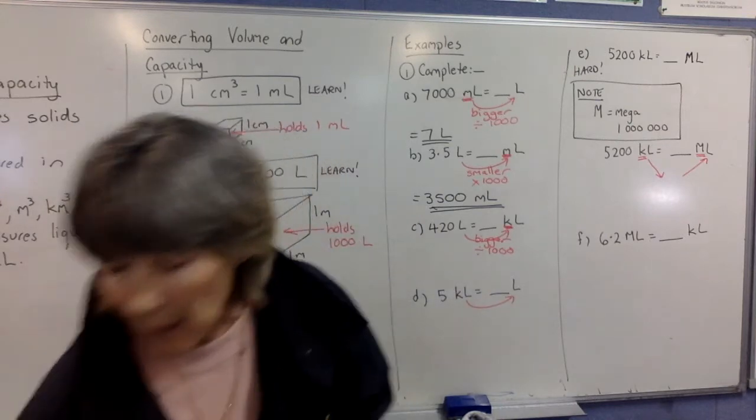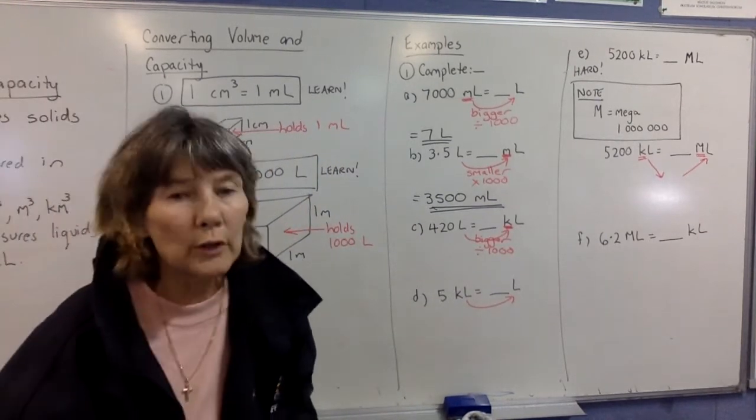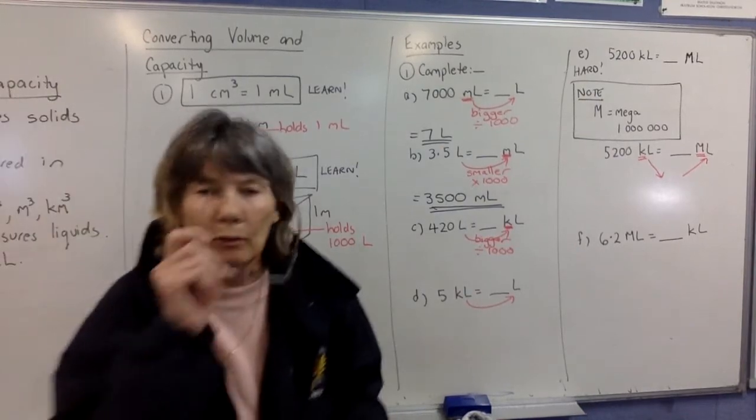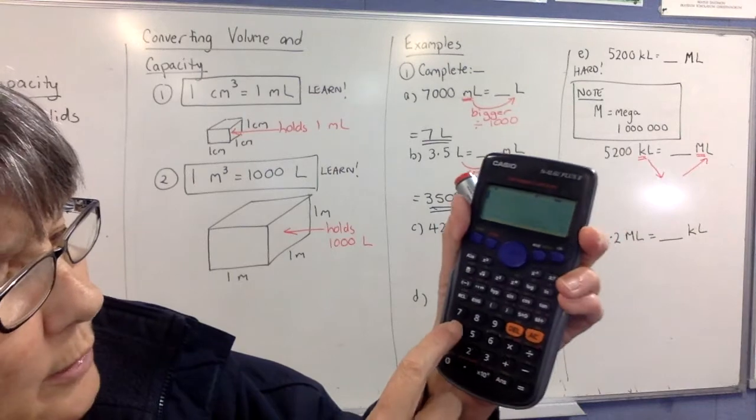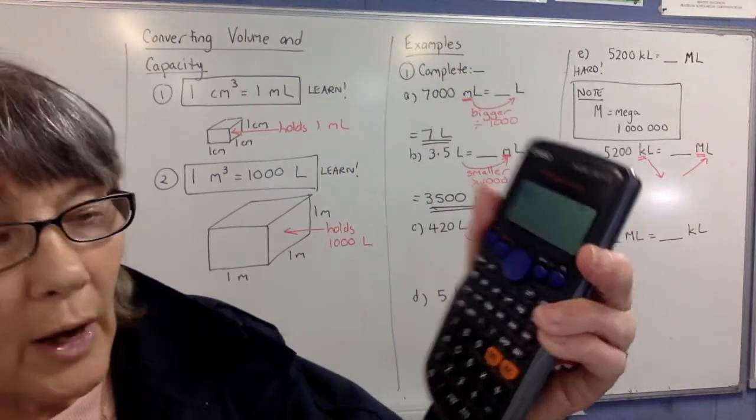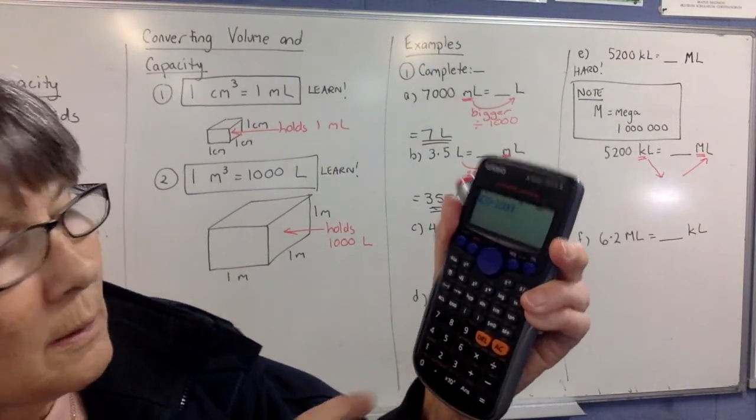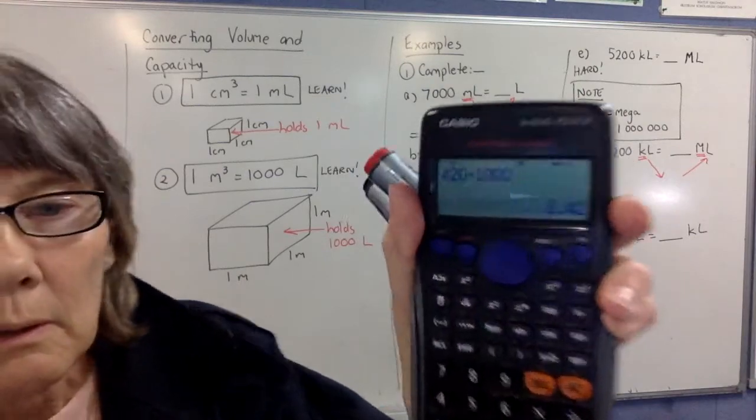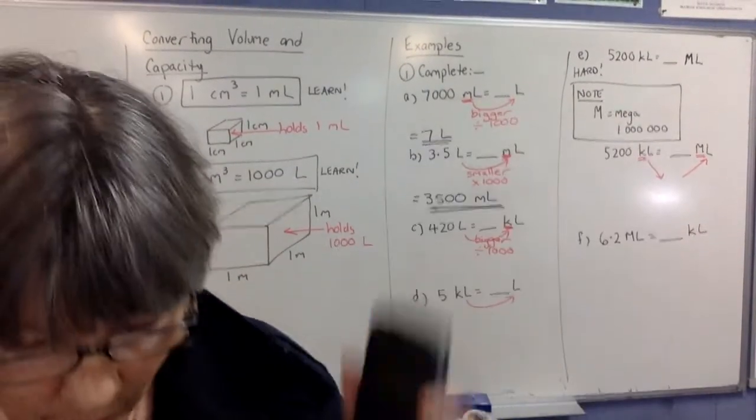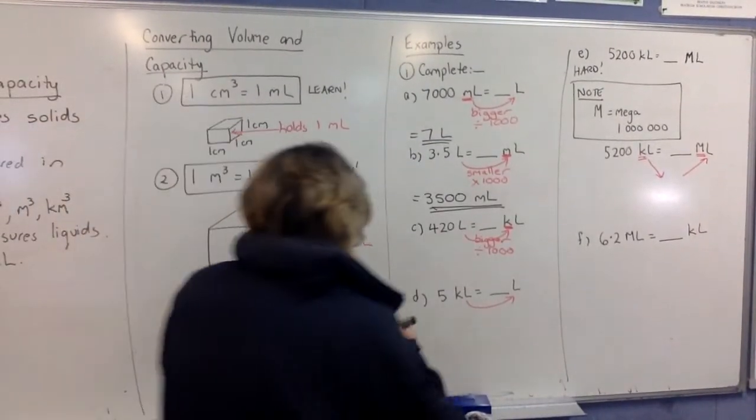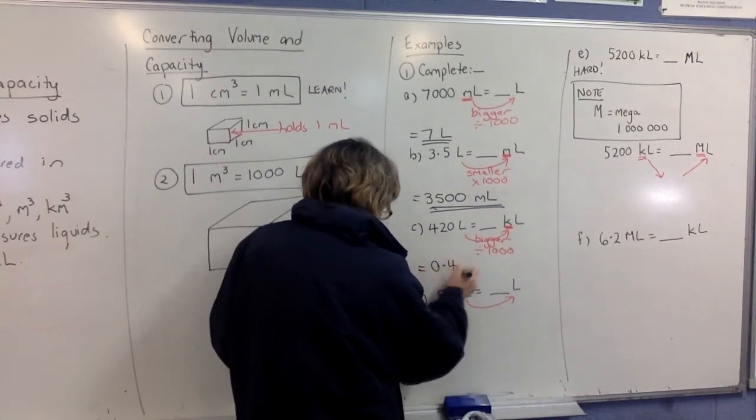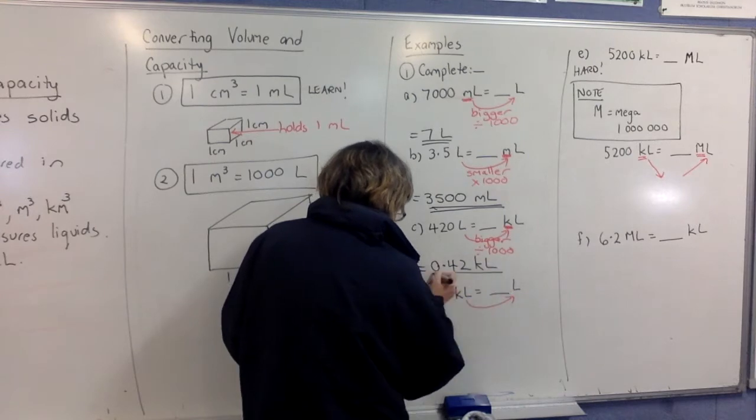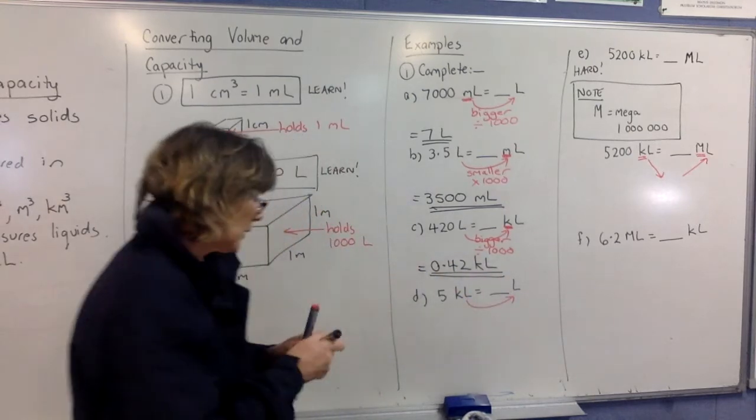So when you do that on your calculator, I want you to make sure that you're getting a decimal answer, because for measurements, we do use decimals. Right, so we've got 420 divided by 1,000 and press equals. And it does actually give you a decimal straight off if we use your division key. So we're going to write down 0.42 kiloliters on the end.